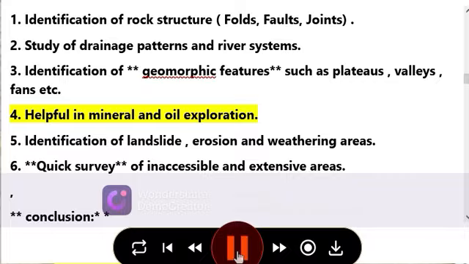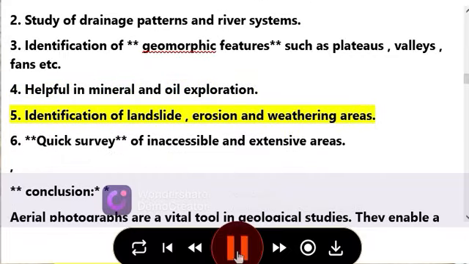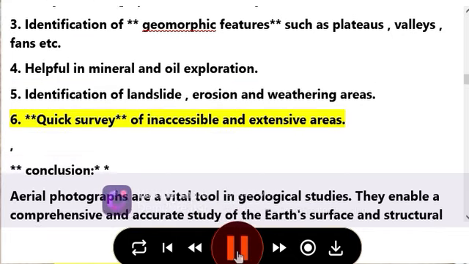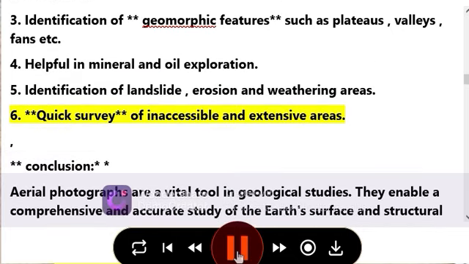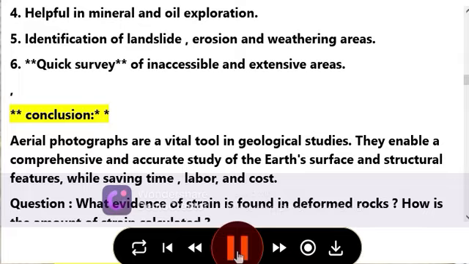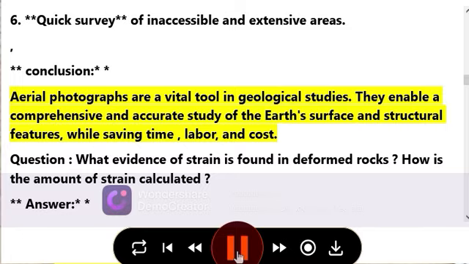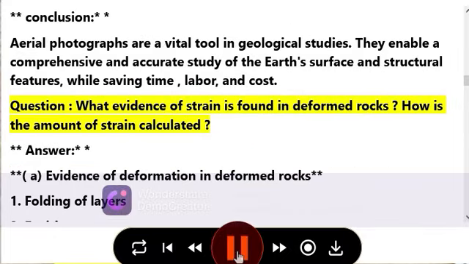4. Helpful in mineral and oil exploration. 5. Identification of landslide, erosion and weathering areas. 6. Quick survey of inaccessible and extensive areas. Conclusion. Aerial photographs are a vital tool in geological studies. They enable a comprehensive and accurate study of the Earth's surface and structural features, while saving time, labor, and cost.